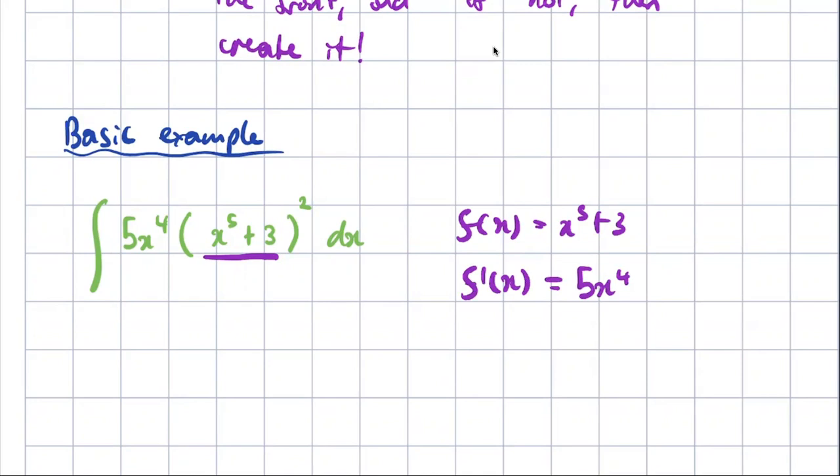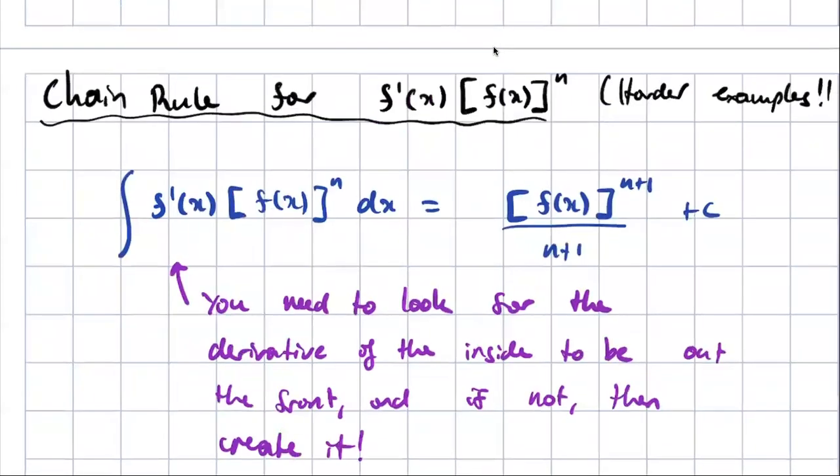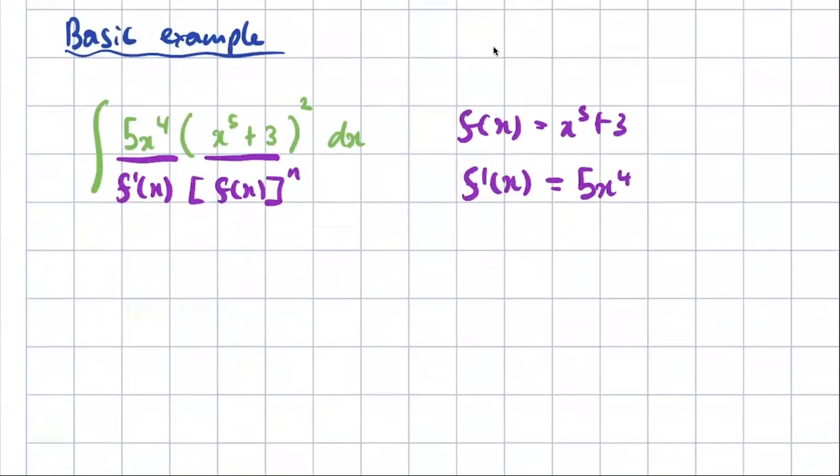Now let's have a little bit of a look here. This here is the derivative of the inside of the bracket, and you might notice that we have that here. So we have something in the form of f dash of x times the original function raised to a power. And that fits this exact form up here. So now we can apply the reverse chain rule straight away.